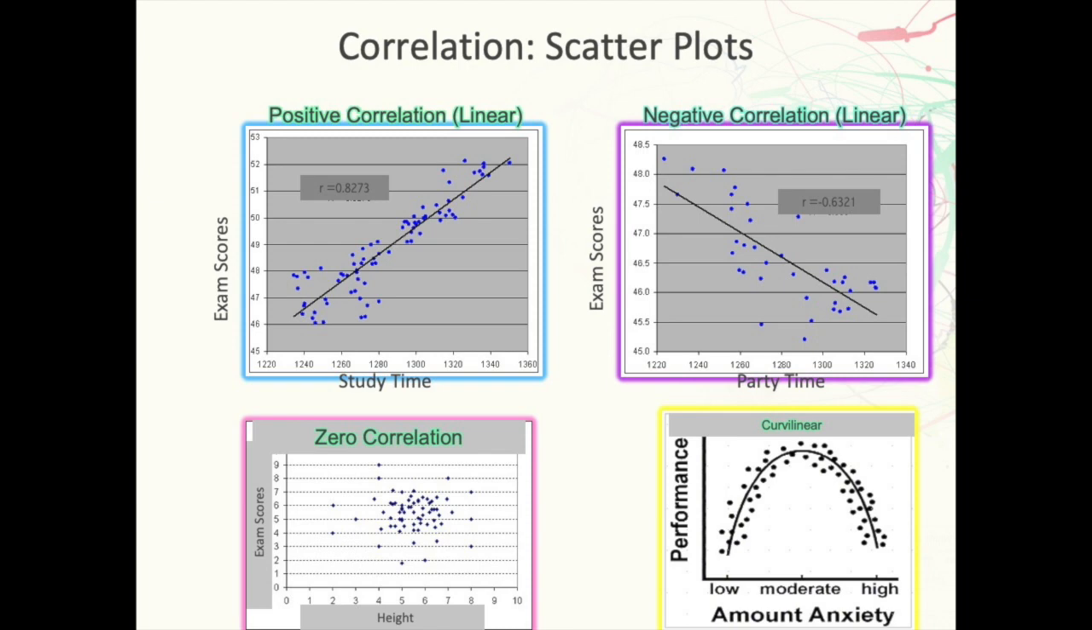And then it is also possible to have a zero correlation, which would be represented by a correlation coefficient, or an R value, of 0. And what this means is that there is no relationship between your two variables. So you might get a zero correlation if you looked at the relationship between study time and height, for example. And then, as you know, the main thing to remember about correlation is that correlation is not causation.